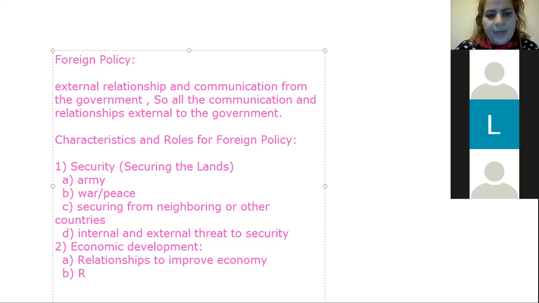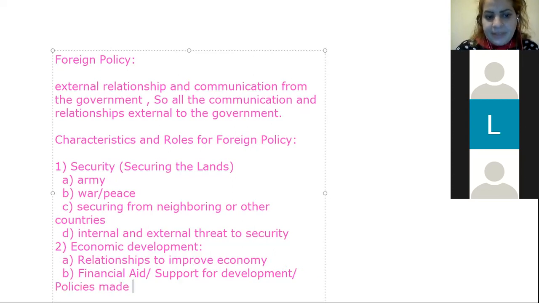And also financial aid, support for development. Here we have, like we saw for China, the policy, right? Support for development policies made from the country, okay, and have international support. This is done through foreign policy, okay?